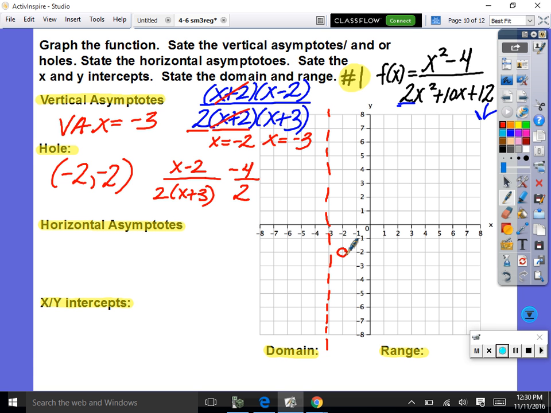Now let's do our horizontal asymptote. Let's divide our polynomials. 1x squared divided by 2x squared is 1/2 evenly. So y is equal to positive 1/2 is our horizontal asymptote. Go up 1/2 and draw in your horizontal asymptote.